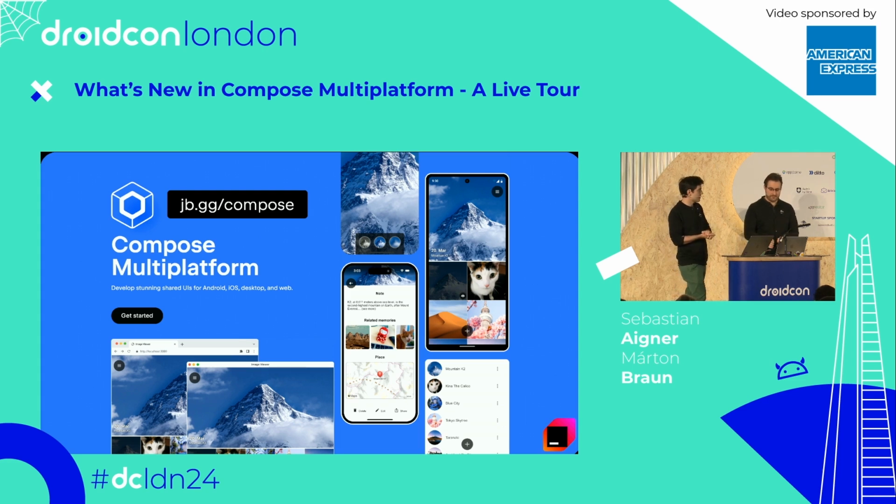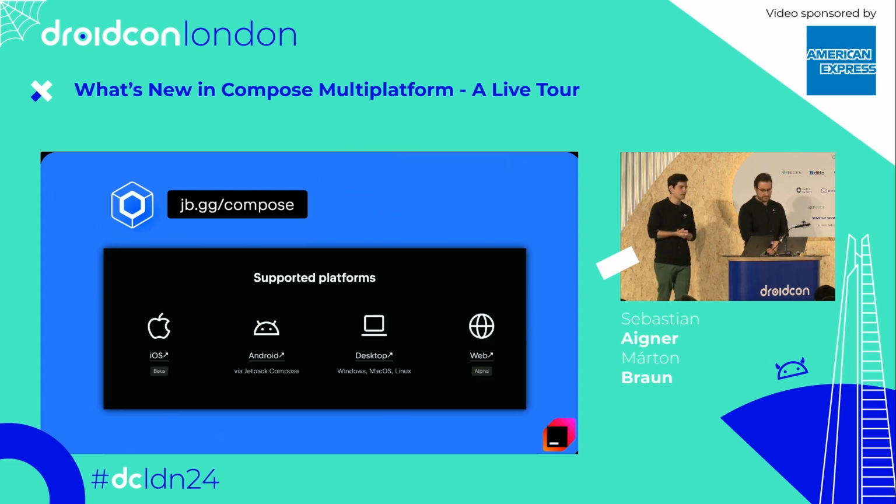More specifically, we have these supported platforms. On Android, this is of course stable because we are reusing Jetpack Compose as is. On desktop, it has been stable for a while. If you're using JetBrains Toolbox, for example, then that's actually a Compose Desktop application. And as you can see, we are in beta on iOS and alpha on the web. And of course, those last two platforms are also moving towards stability over time.